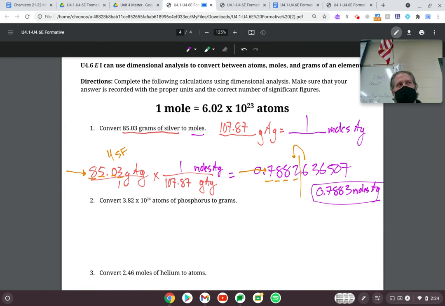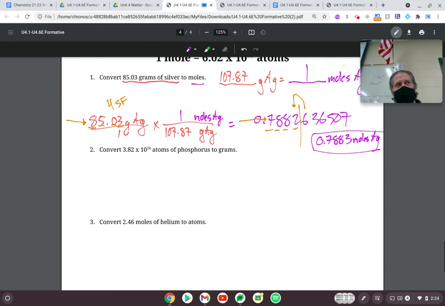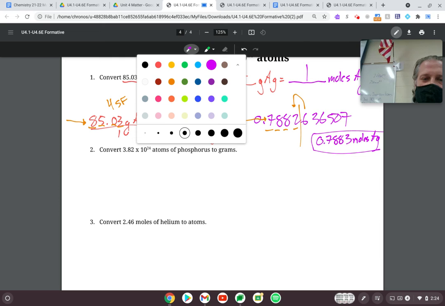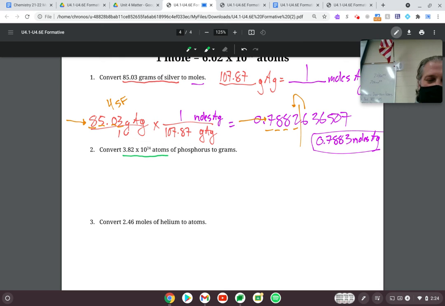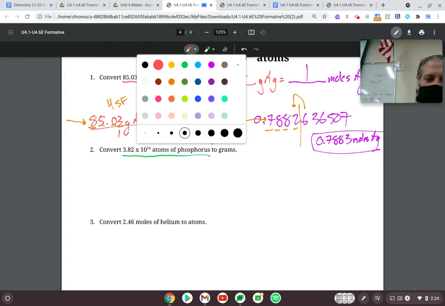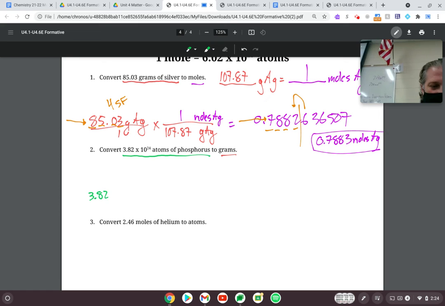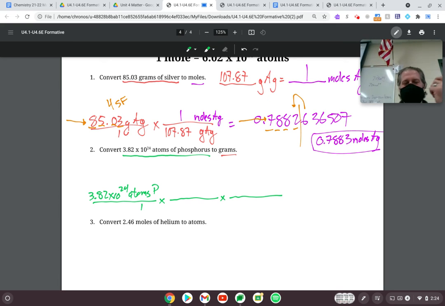The next one is a little bit more involved. So in this case, we're going to take our 3.82 times 10 to the 24 atoms of phosphorus, and we're going to convert it to grams of phosphorus. And you may recall from yesterday that there's no way to go directly from atoms to grams. We have to go atoms to moles to grams. So I'm going to take the 3.82 times 10 to the 24th atoms of phosphorus and put it over 1. And I'm going to go atoms to moles and then moles to mass. But when I do this, the first thing I need to do is identify the relationship between atoms and moles.